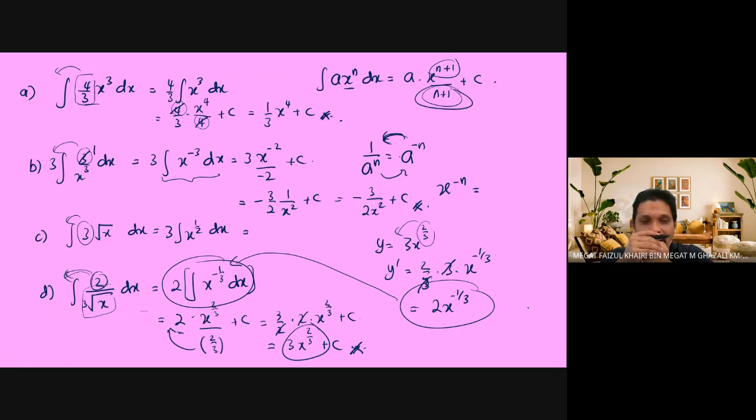Yeah, that's it. So integration is a reverse process of derivative.